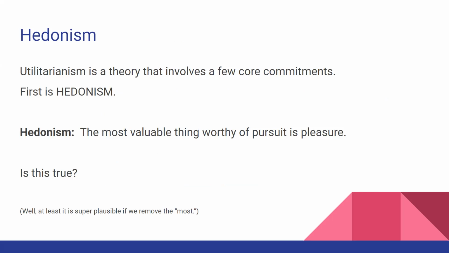First is hedonism. Hedonism is the theory that involves the notion of pleasure here. Hedonism says that the most valuable thing worthy of pursuit is pleasure. Hedonism takes the motivating factor behind all of our actions to be an attempt to escape displeasure and achieve pleasure. Now, there are different forms of hedonism.